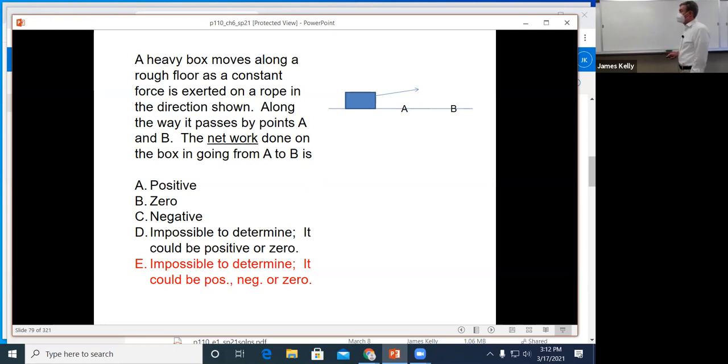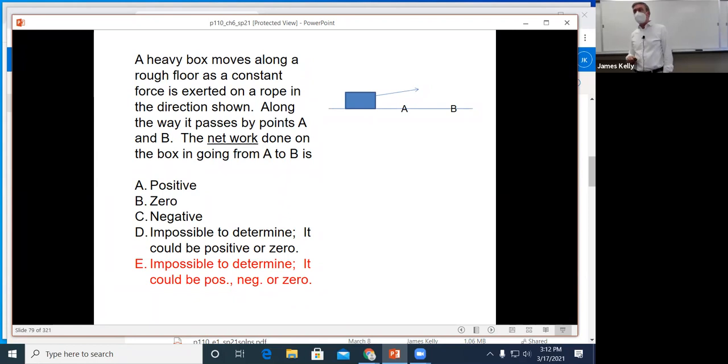The point here is that you've got to think about a lot of forces. There's a normal force. How much work is the normal force doing as it moves from A to B? Zero work, right? Because it's perpendicular. That's the hallmark of zero work done by a force: it's perpendicular to the direction of motion.